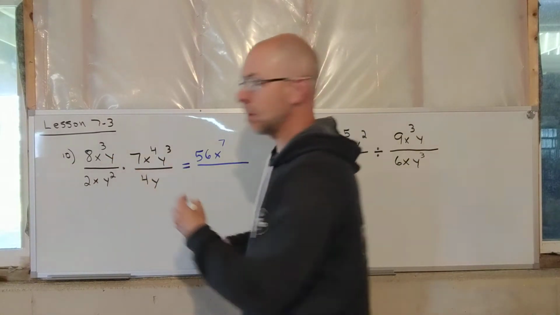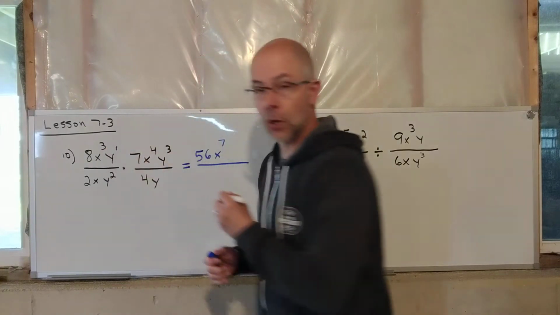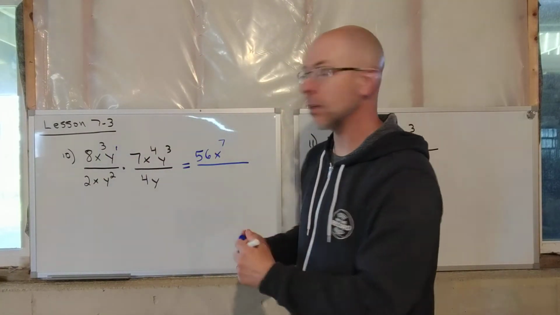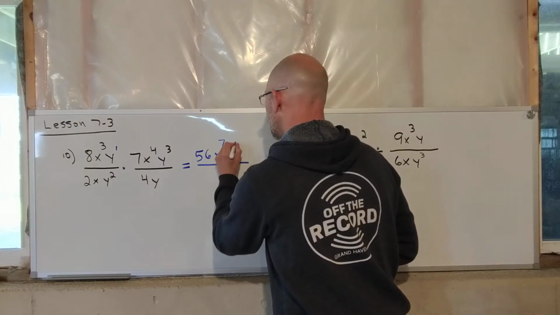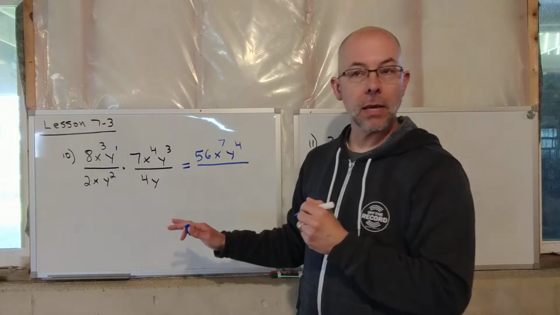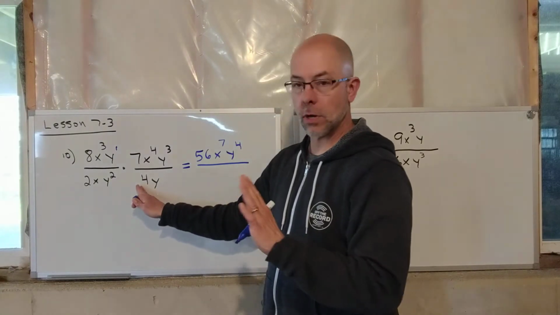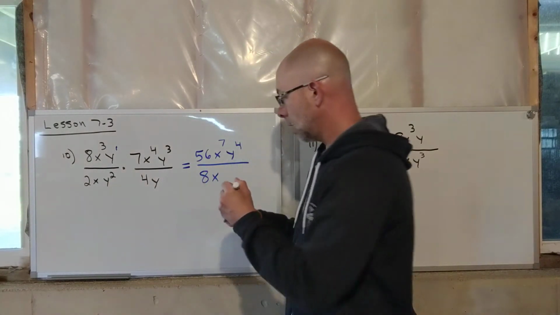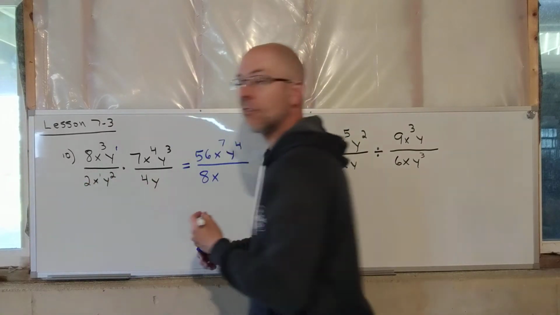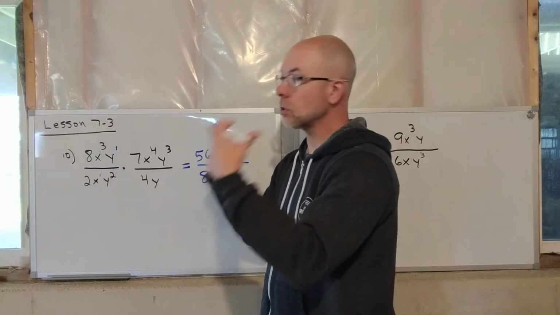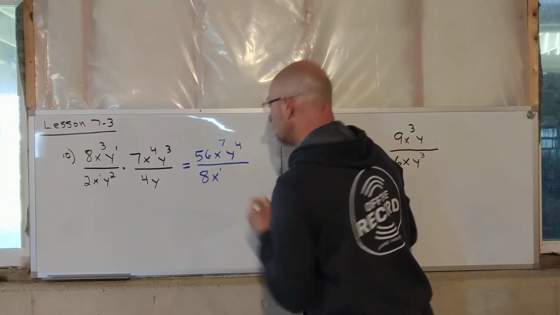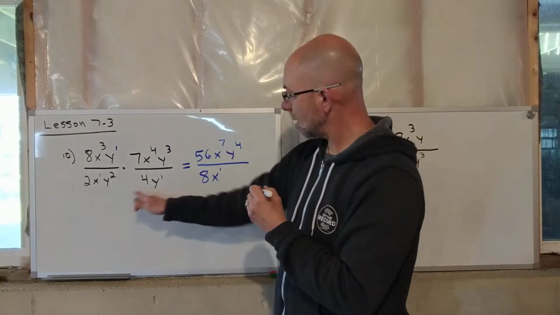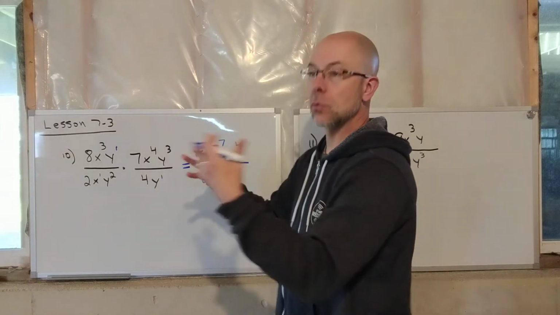This y right here, I'm going to tack this in. That's understood as y to the first. So y to the first times y to the third, add those exponents, it's y to the fourth. Bottom, same scenario. 2 times 4, those aren't exponents, just 2 times 4 is 8. This is x to the first, no x over here, so it just stays x to the first. And then y to the second times y to the first. That's y to the third.